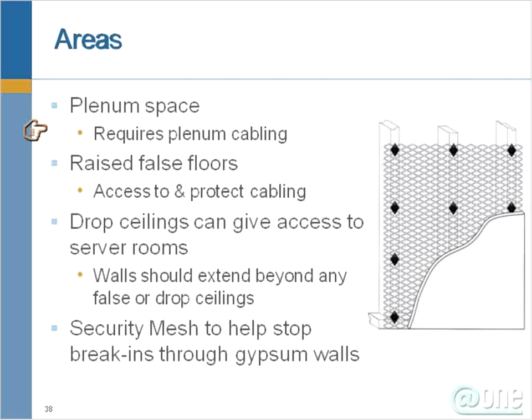Some of the areas that you may be concerned about: if you have a plenum space, in other words, where air goes in, if you have a false drop ceiling, the cables that you use in there have to have certain ratings so that in a fire they don't give off toxic chemicals. Those are plenum rated cables that you have to have.